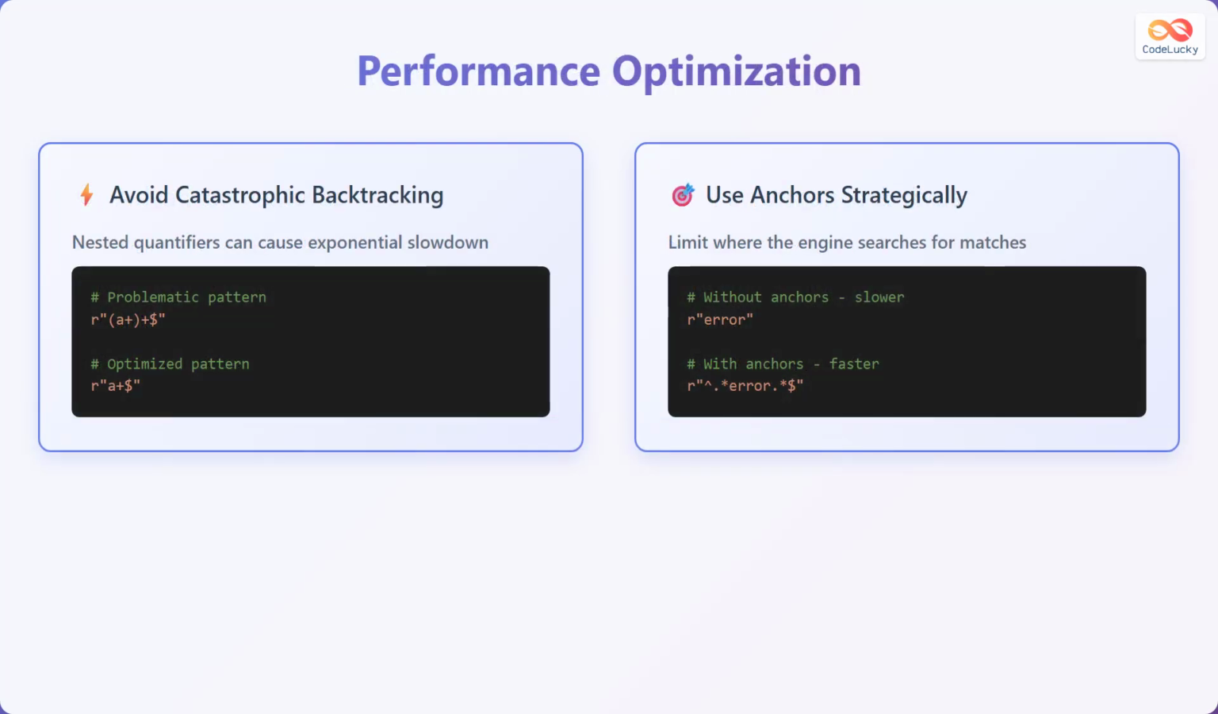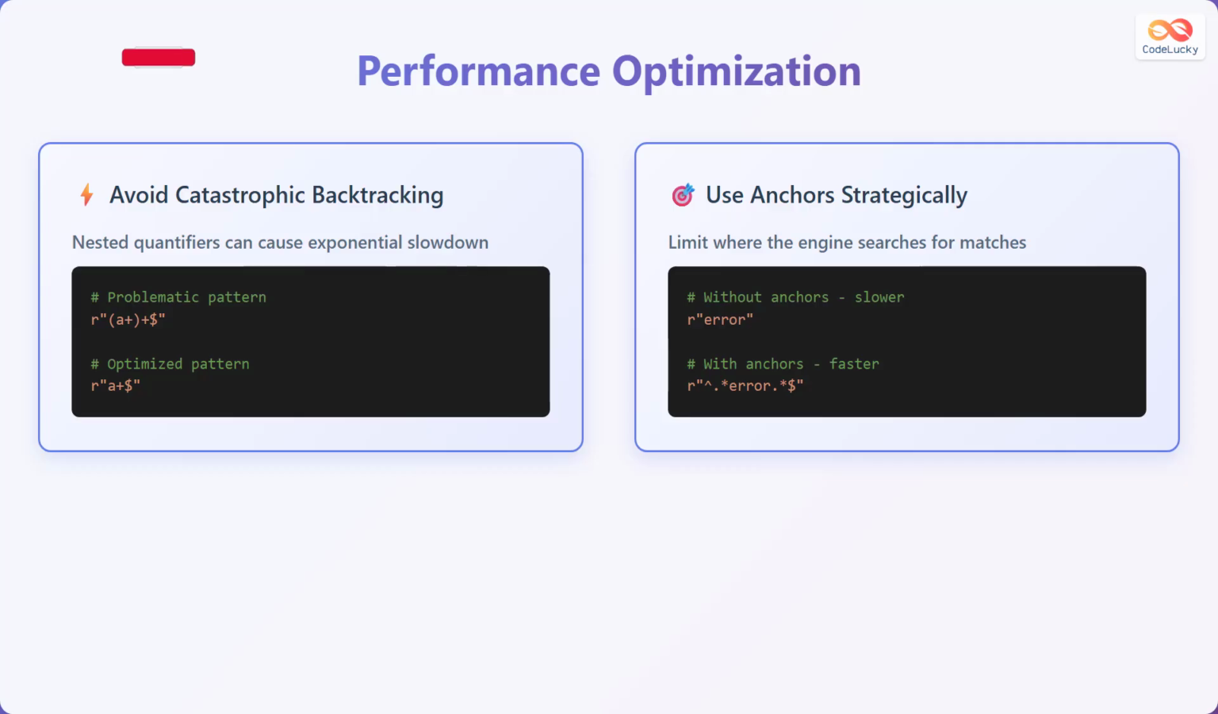Let's talk about performance optimization in regular expressions. First, we will see how to avoid catastrophic backtracking. Nested quantifiers can cause exponential slowdown. For example, the problematic pattern on the screen, ^(a+)+$, is highly inefficient due to nested quantifiers. The optimized pattern, ^a+$, avoids the nested quantifier, which prevents catastrophic backtracking and significantly improves performance. Next, let's discuss how to use anchors strategically.